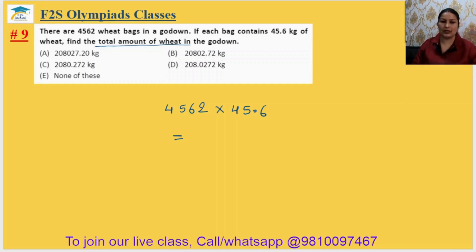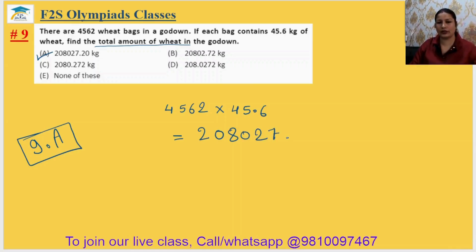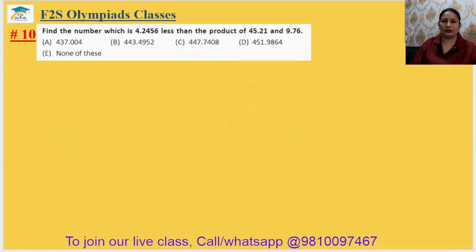Only one decimal digit. So you just have to put the decimal before one digit. So you will get 2,08,027.2. Okay, so 2 lakh kilogram it is, 208027. It is in option A. The ninth answer will be option A. Okay, writing the answer here also: 208027.2 kg.